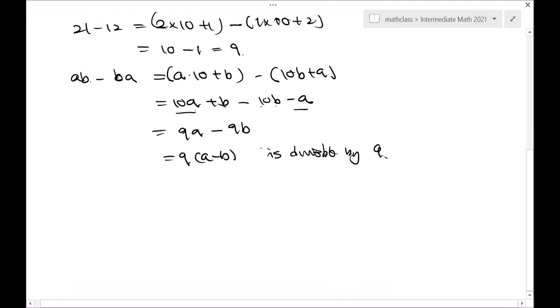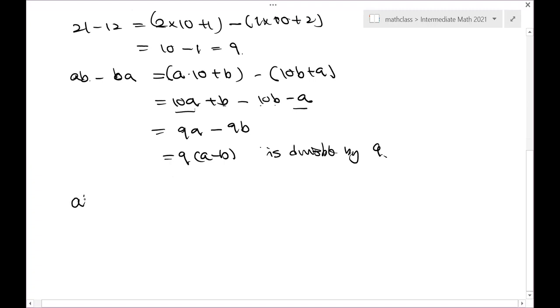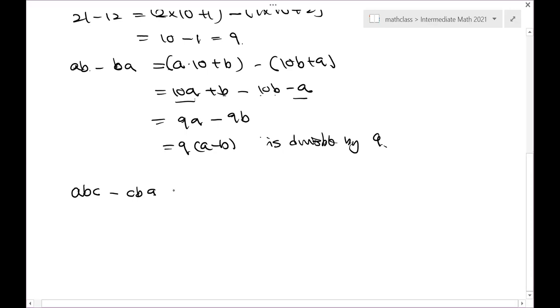Okay. So let's look at the digits, the difference of those two numbers. All I have to do is just switch the hundreds digit and the units digit. I want to show this is divisible by 99. How can I see that? A, B, C. That's right. This is A times 100 plus B times 10 plus C.